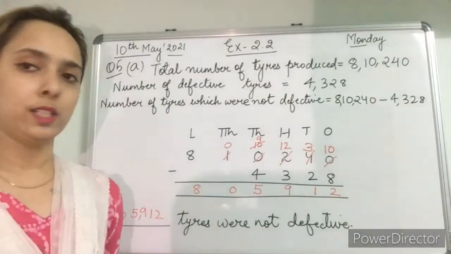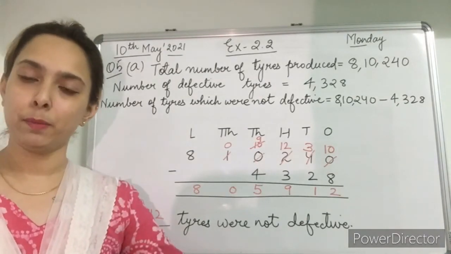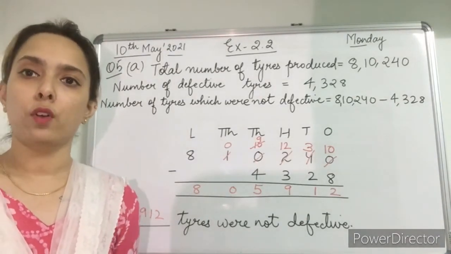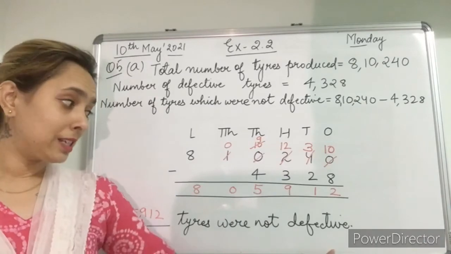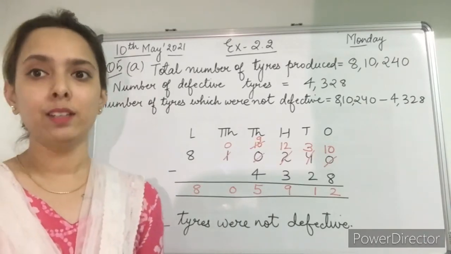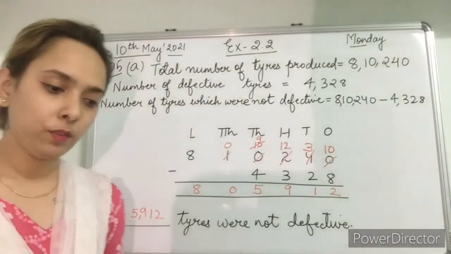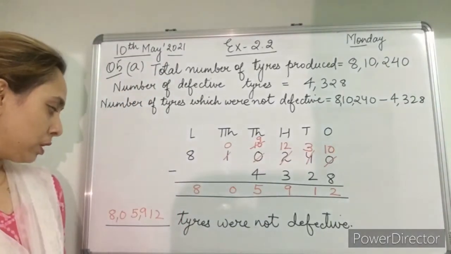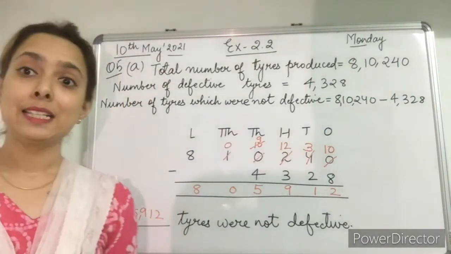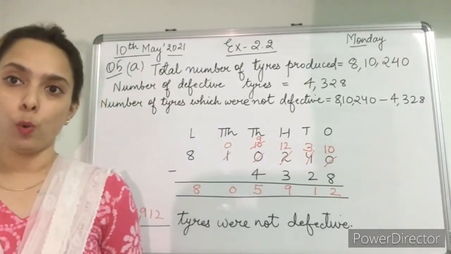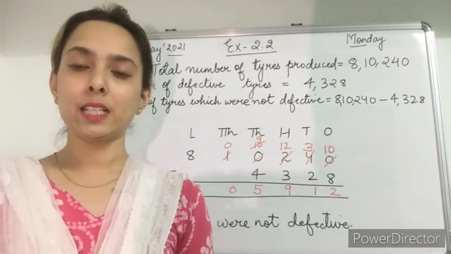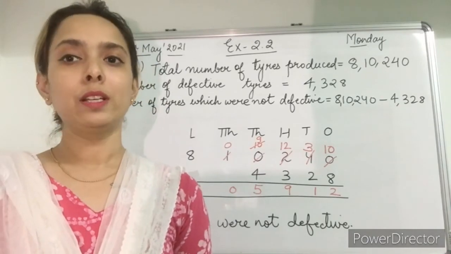tires were not defective. This last statement I have formed from the question. This last statement is very necessary to write. So in this way we will do question number C now. B is your homework. We will discuss it later, we will do the C part now.